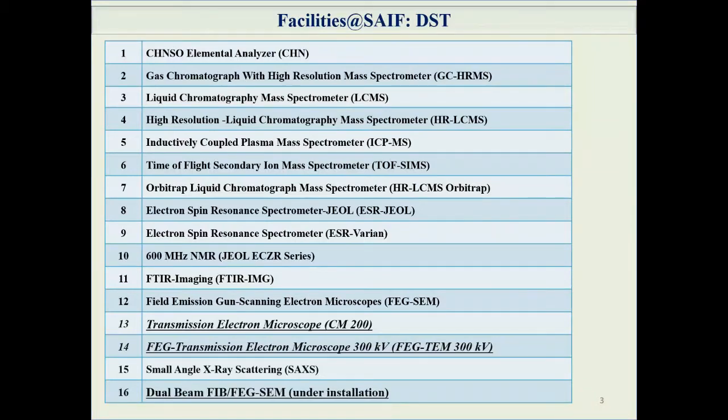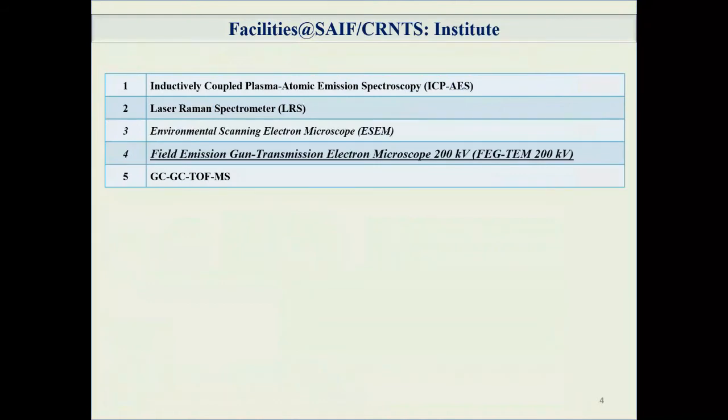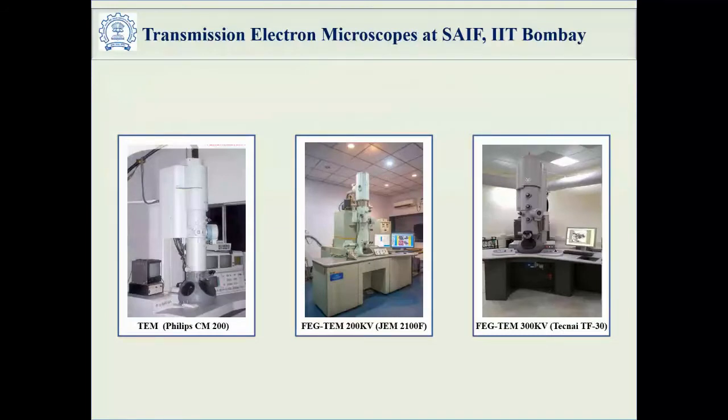The next slide shows the list of instruments which come under the central facility funded by IIT Bombay. Today we are going to highlight the three transmission electron microscopes. One of them is a conventional TEM and the other two are field emission gun based instruments with different analytical capabilities. Like the 200 kV FEG TEM has energy dispersive spectroscopy attachment with it, and the 300 kV FEG TEM has EDS and EELS as well. All are in-house at SAFE CRNTS.